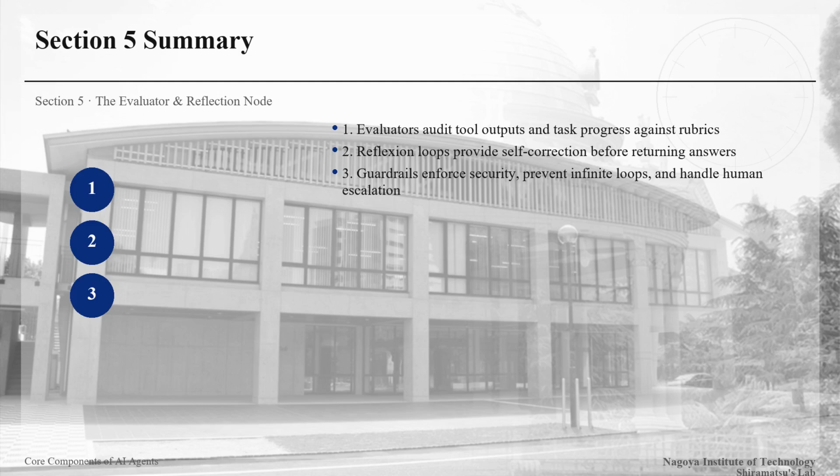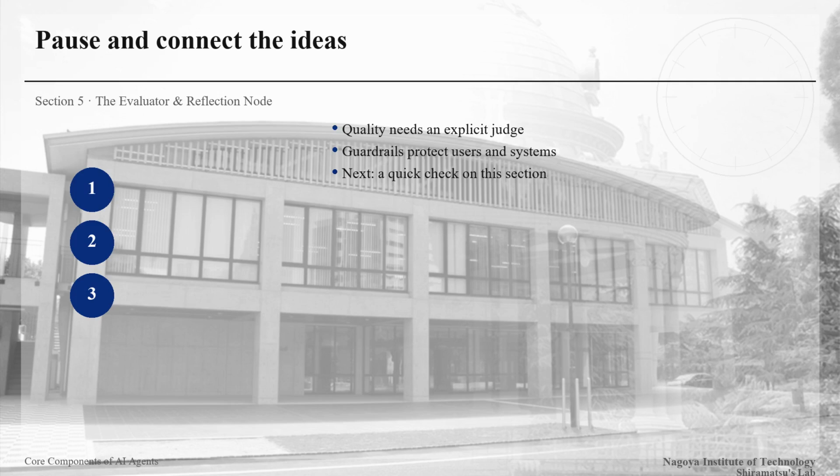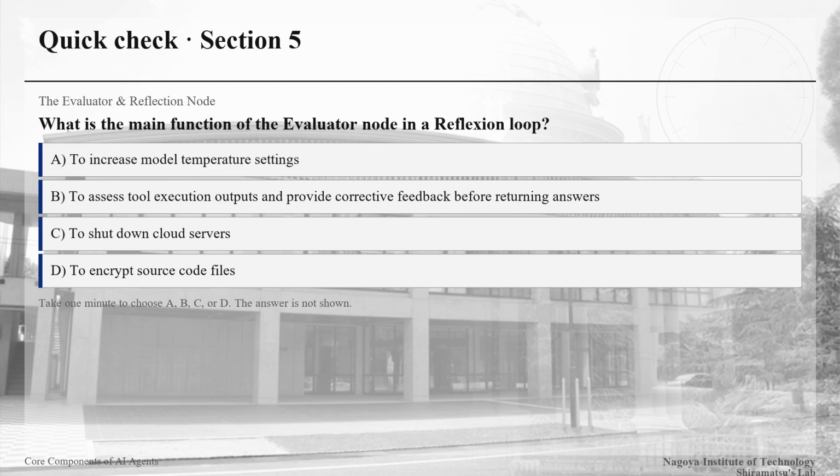Section 5 Takeaways. Evaluators audit quality. Reflection corrects errors, and guardrails handle safety and escalation. Pause here. Quality needs an explicit judge, and guardrails protect users and systems. Now the quick check. Quick check after Section 5. What is the main function of the evaluator in a reflection loop? Choose A, B, C, or D. Take 1 minute to think, then choose A, B, C, or D. The correct answer is not shown.